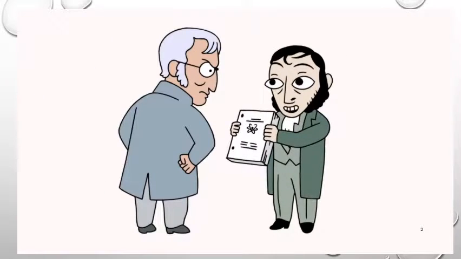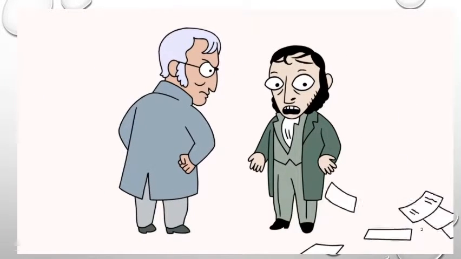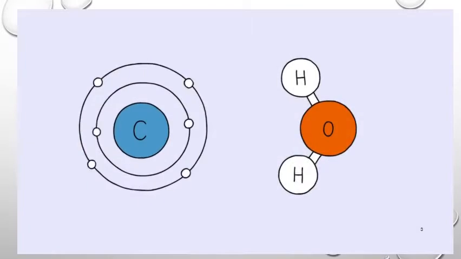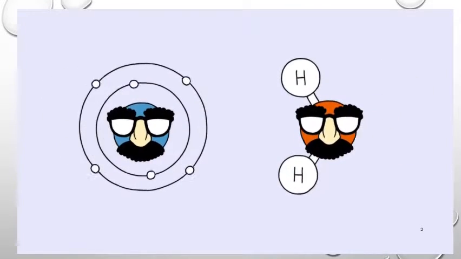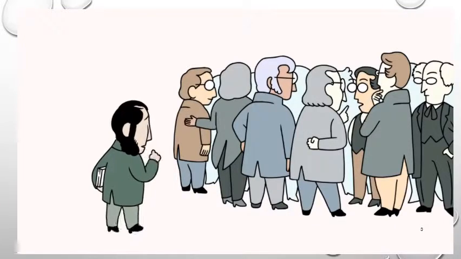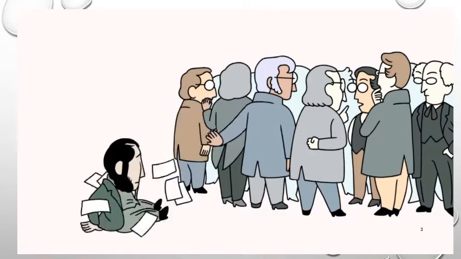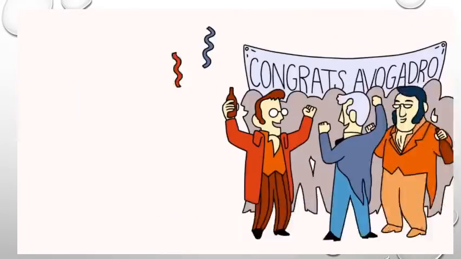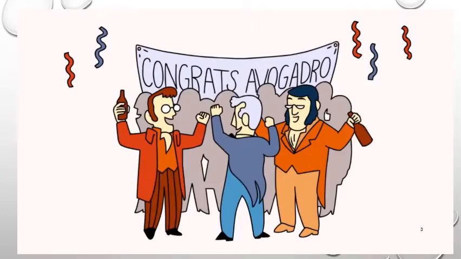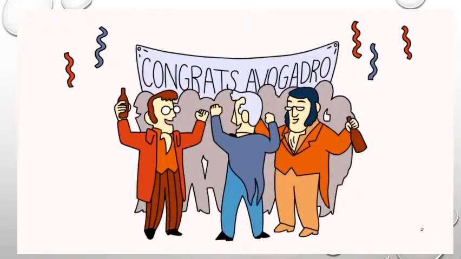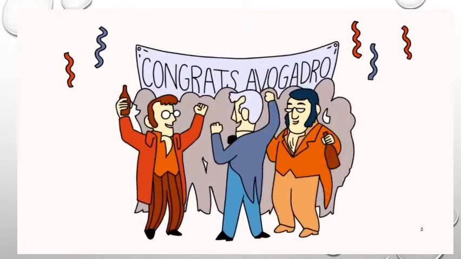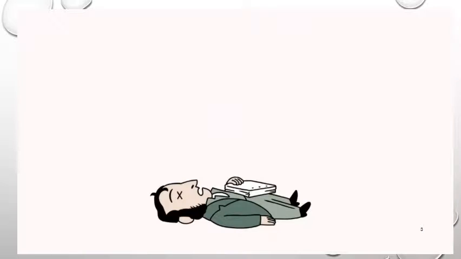Unfortunately for Avogadro, most scientists didn't accept the idea of the atom, and there was no way to prove he was right. There was no clear difference between atoms and molecules. Most scientists looked at Avogadro's work as purely hypothetical and didn't give it much thought. But it turned out he was right. By the late 1860s, Avogadro was proven correct, and his work helped lay the foundation for atomic theory. Unfortunately, Avogadro died in 1856.